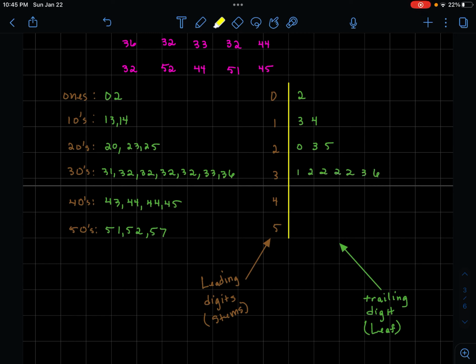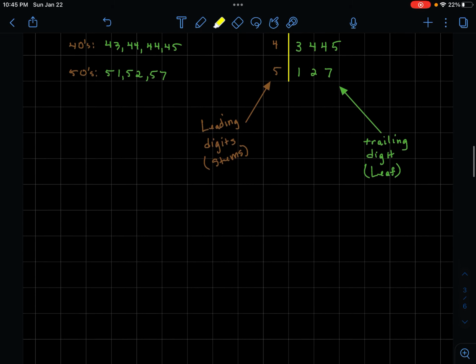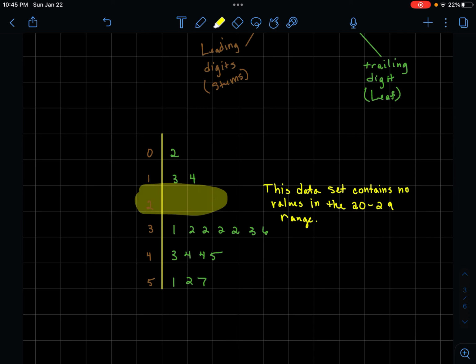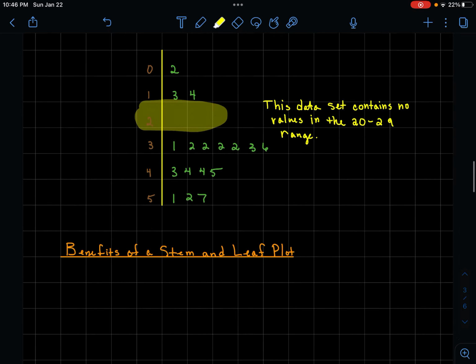If you continue out the rest of this stem and leaf plot, it will look something like this for the 30s, the 40s, and the 50s. You should notice that this is like a sideways bar graph or histogram, and you can use this to make a bar graph or a histogram. Something else to notice: here's a random example of a stem and leaf plot. You should notice that there are no data points here. What this means is that the data set contains no values between 20 and 29. If there's no number for a particular stem, then there are no data points for that particular range.